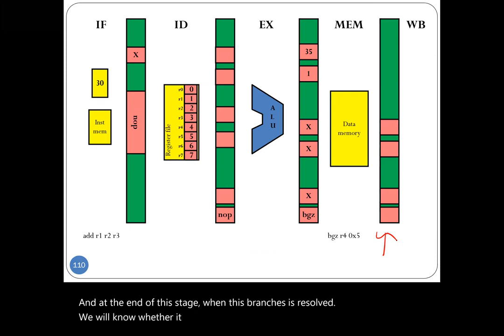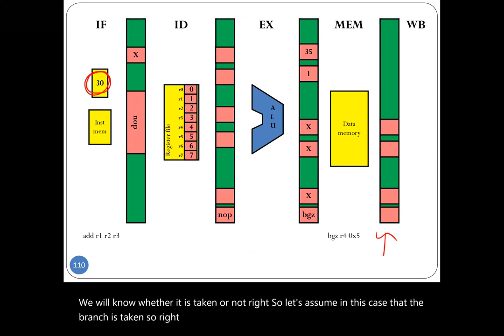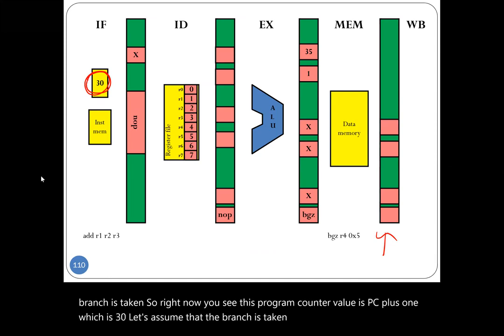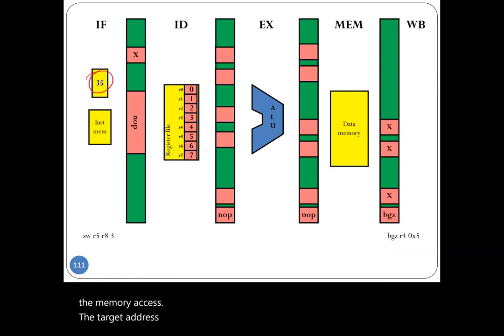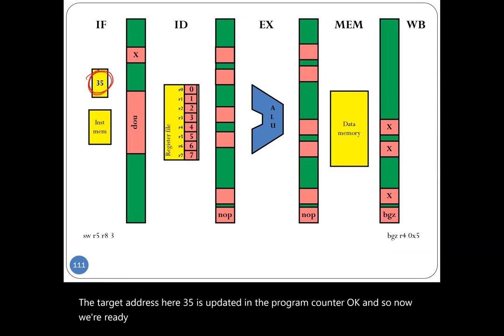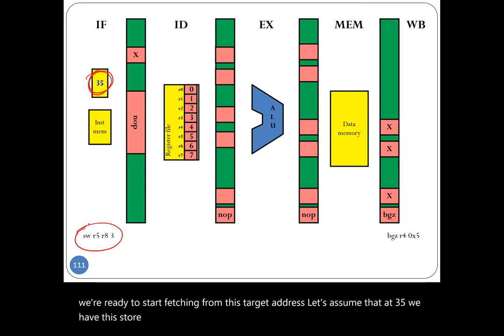Let's assume in this case that the branch is taken. Right now the program counter value is PC plus 1, which is 30. If the branch is taken, the target address is 35. At the end of this cycle, when the BGZ is through with the memory access, the target address 35 is updated in the program counter. Now we are ready to start fetching from this target address. Let's assume that at 35 we have this store word instruction, so we'll now fetch this, and normal execution in the pipeline can resume henceforth.